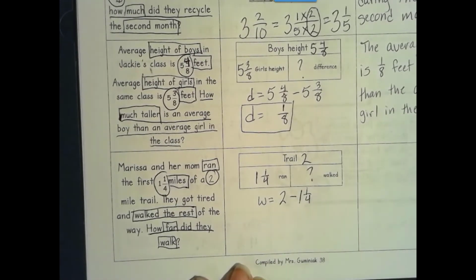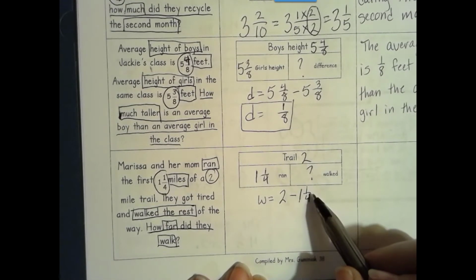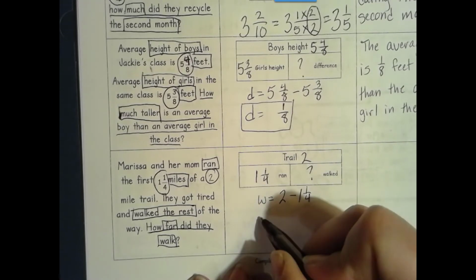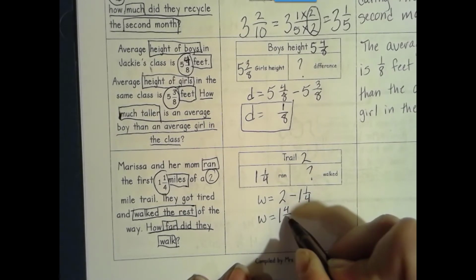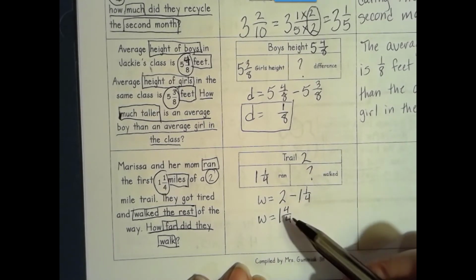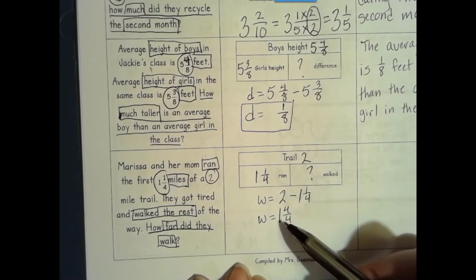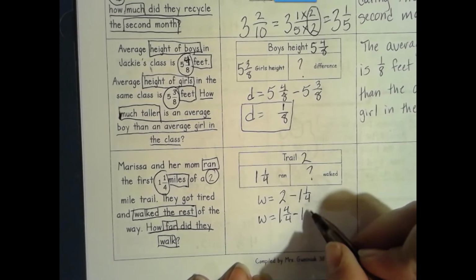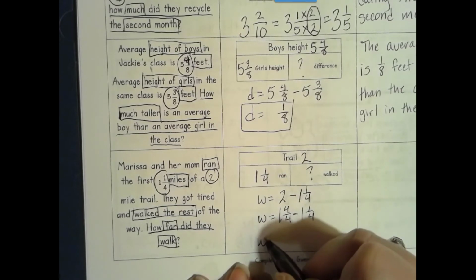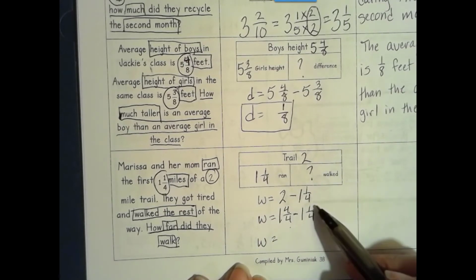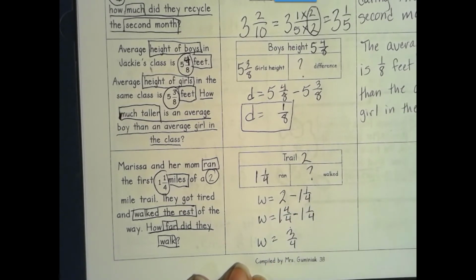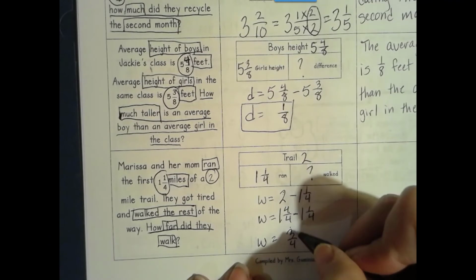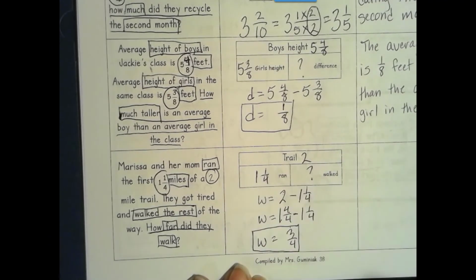I got a problem here. I don't have a fraction to subtract the fraction. So I need to rename this as 1 and 4/4, because that's a whole. So 1 whole plus 1 whole is 2. So I'm renaming it like this. So now I can subtract. 4/4 take away 1/4 is 3/4. And then 1 take away 1. Well, that's 0. So that's it. They walked 3/4 of a mile.